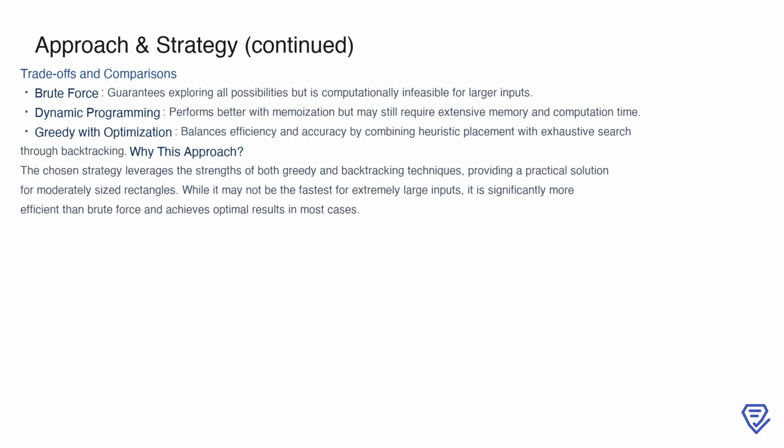Each approach has its own trade-offs. The brute force method guarantees that all possibilities are explored but is computationally infeasible for large inputs due to its exponential time complexity. Dynamic programming improves performance with memoization but still demands extensive memory and computational resources, especially for larger rectangles. The greedy approach with optimization strikes a balance between efficiency and accuracy by using heuristic methods to place squares and backtracking to explore other possible configurations.